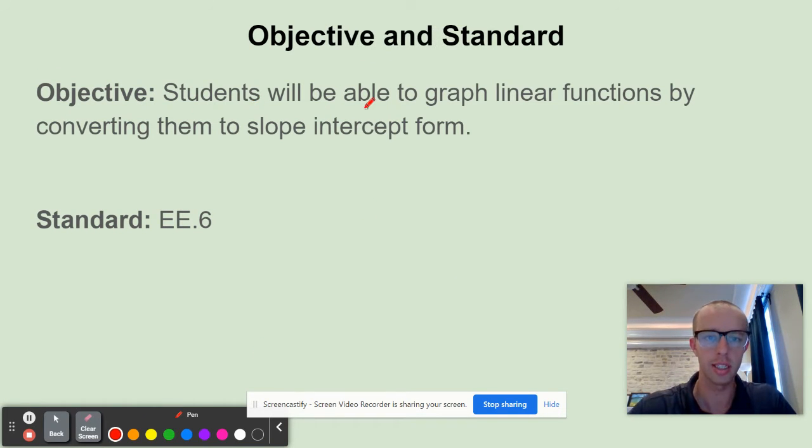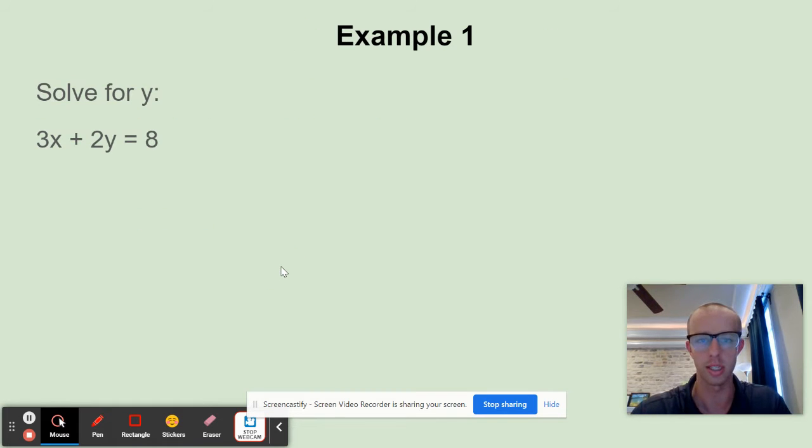Our objective today is that students will be able to graph linear functions by converting them to slope-intercept form. Previously, we have graphed equations, but this time we might be given the equations in a way that isn't intuitive for graphing, and so we have to rearrange the equation so that it makes sense.